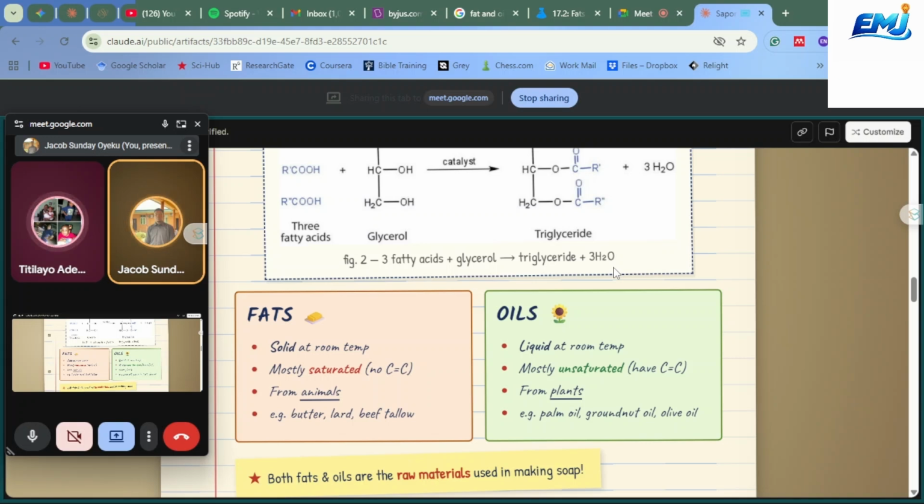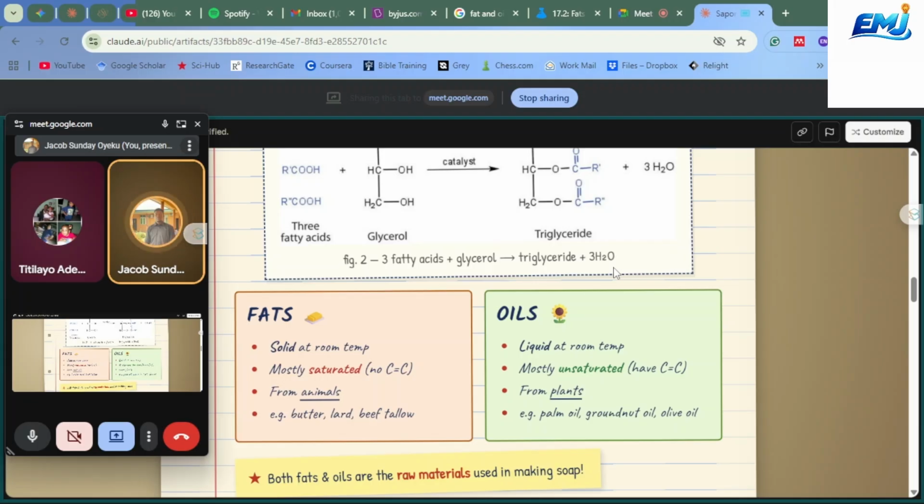Do you get? Okay. So, fats at room temperature, they are usually what? Like butter. They are usually solid, whereas oil is liquid. That is why, how do they prepare your butter? They prepare butter from normal oil.